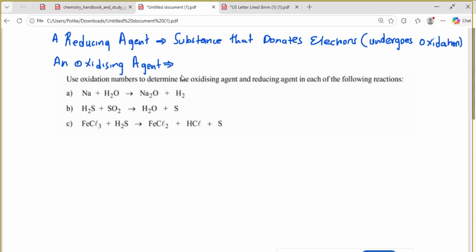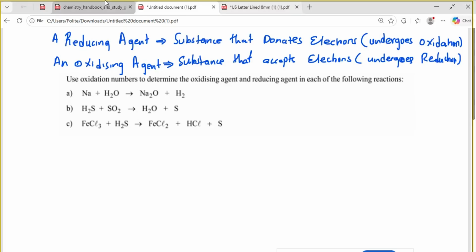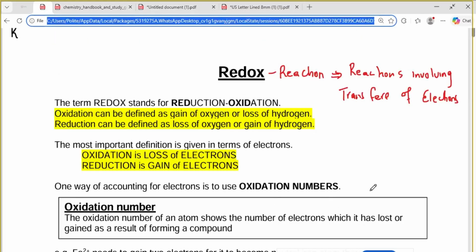Okay. And then an oxidizing agent, this one, is a substance that will accept electrons. And when it accepts electrons, we say it undergoes reduction. Okay, I'm just going to put it there, and then let's go back and complete what we were working on.